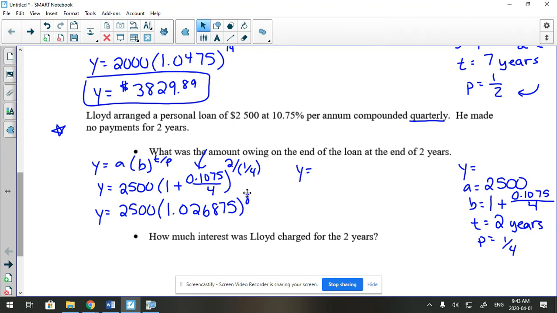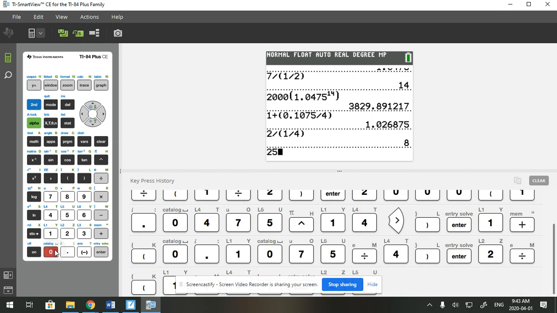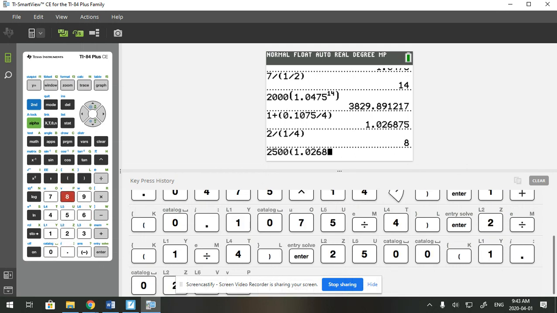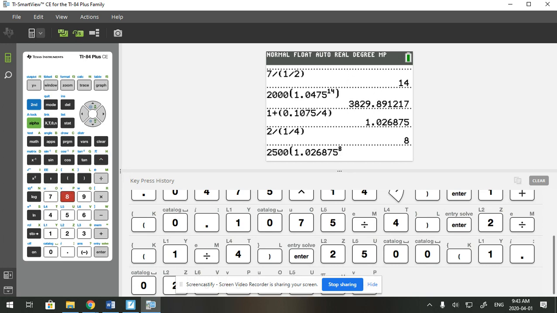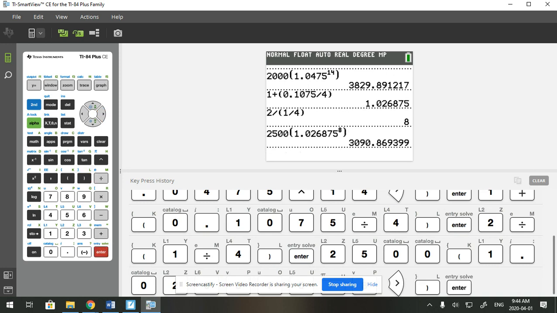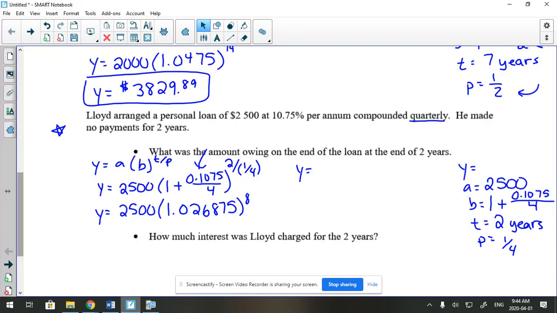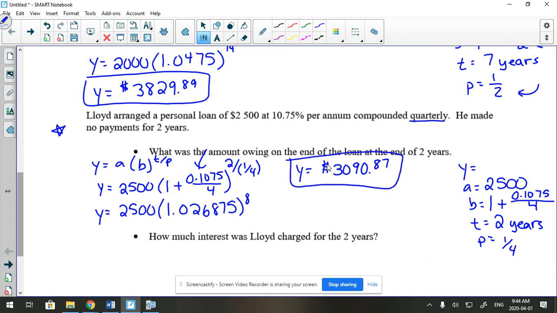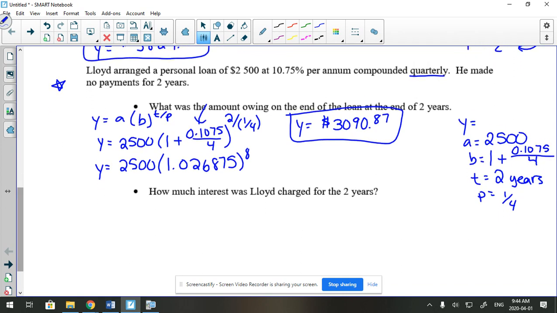And then we can just type in that bottom line, 2,500, and in brackets, 1.026875, all to the exponent 8. And then close my brackets, and I can see it's going to be $3,090.87. So he took out a loan for $2,500. After 2 years, he's going to pay that person or the bank back $3,090.87.